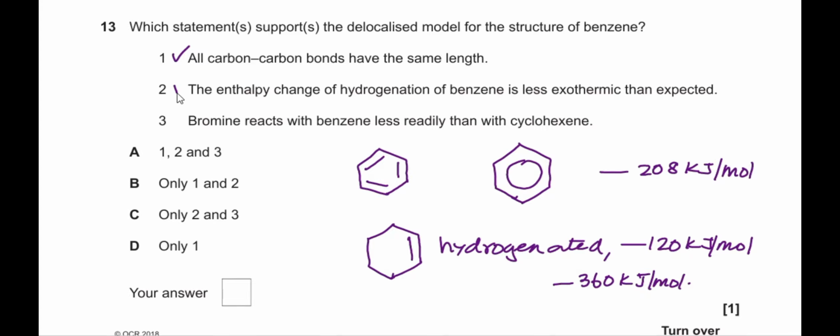Therefore, statement number 2 is also correct. Statement 3. Bromine reacts with benzene less readily than with cyclohexene. That is also true. Bromine, which is actually a test for double bonds, reacts with benzene less readily than with other double bonds. Therefore, this statement is also correct. So, all these go to support the delocalized model.